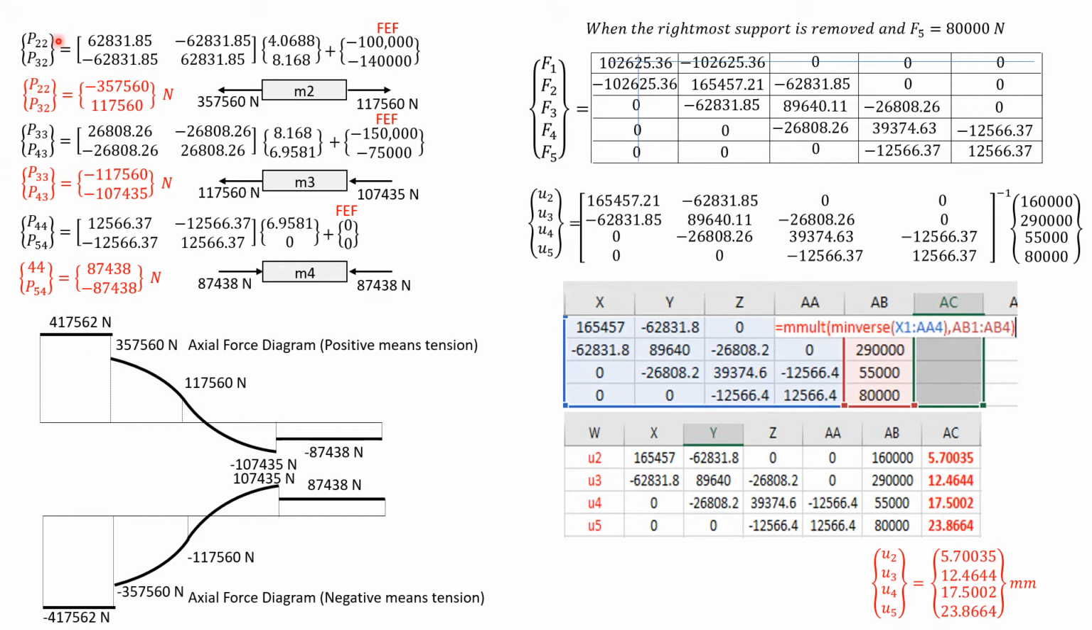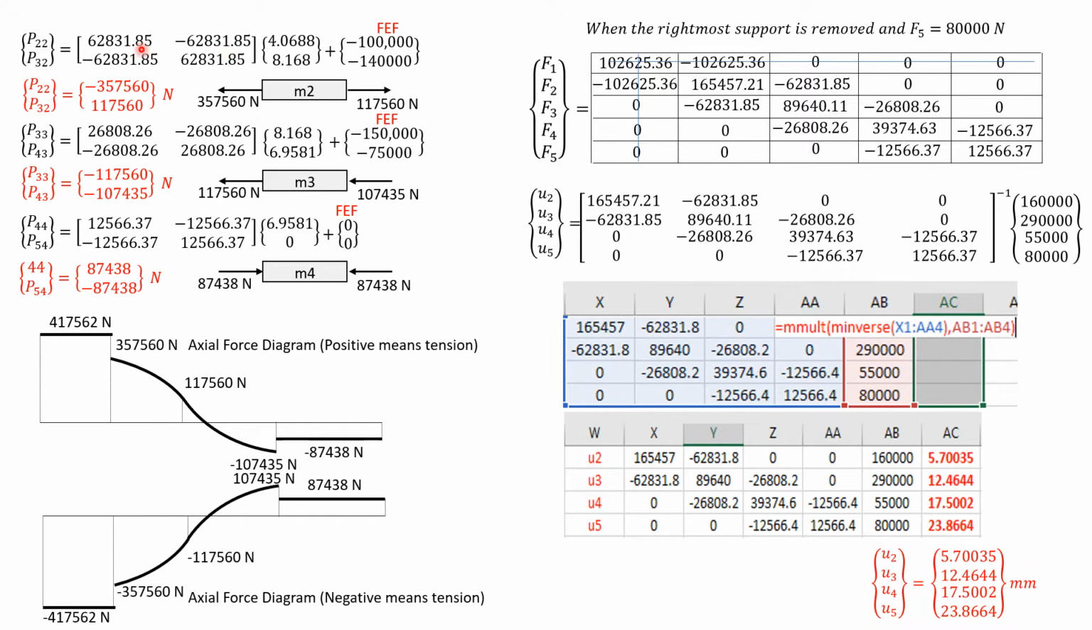Next, for member 2, P22, P32, so this is the stiffness, the U2, then U3, then fixed forces, remember, negative 100,000 and negative 140,000 for the equivalent nodal forces. Now, they are negatives here because the fixed forces are always opposite to the equivalent nodal forces. If you can remember that equivalent nodal forces are rightward, because the effect of the loadings would be to stretch the member rightward. So the fixed forces would be leftward. So negative 100,000 and negative 140,000.